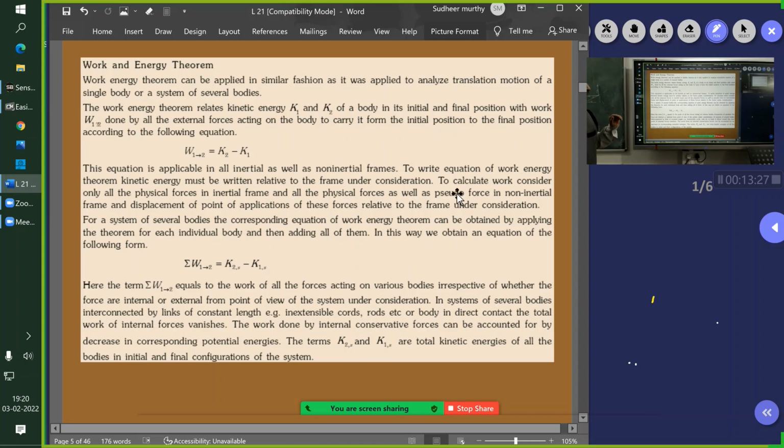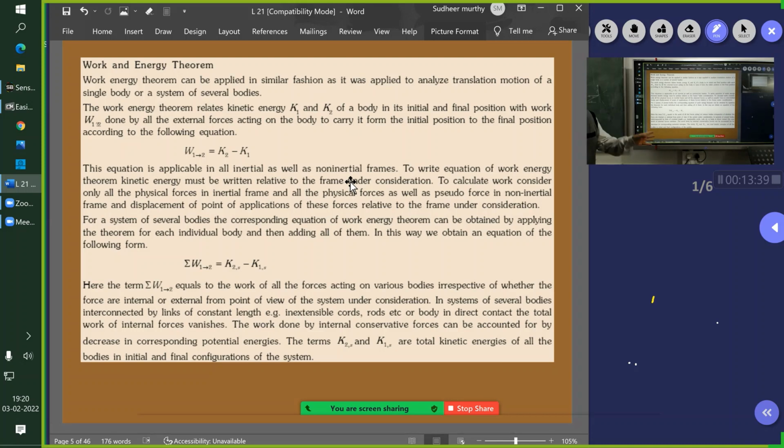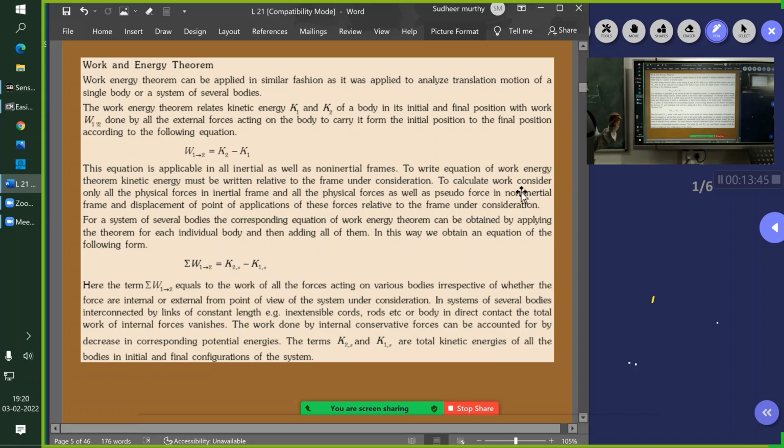I hope you have read this. This equation is applicable to all inertial as well as non-inertial frames. When we say net force, we didn't say net conservative force or net non-conservative force. We did not do anything like that. To write the equation of work energy theorem, energy must be relative to the frame under consideration. Very important, because kinetic energy will depend upon the frame.